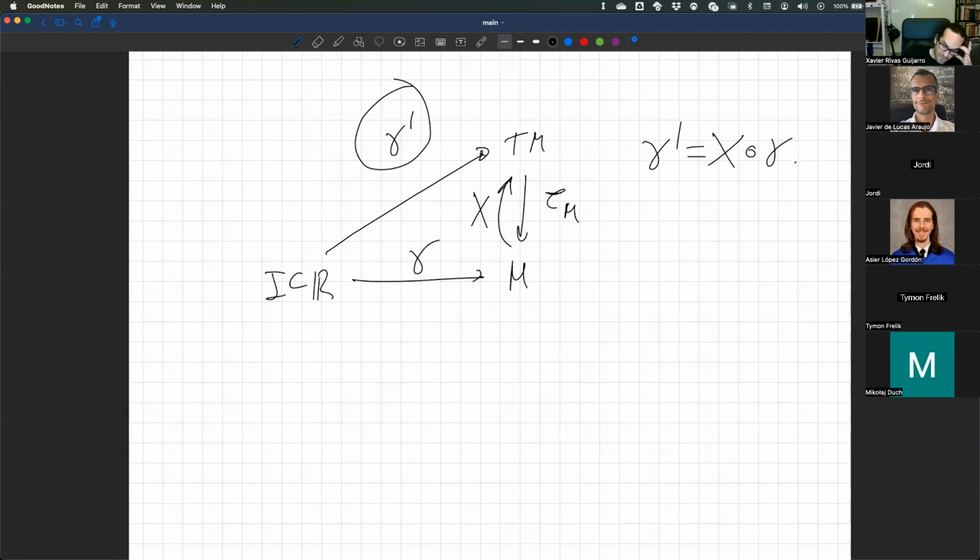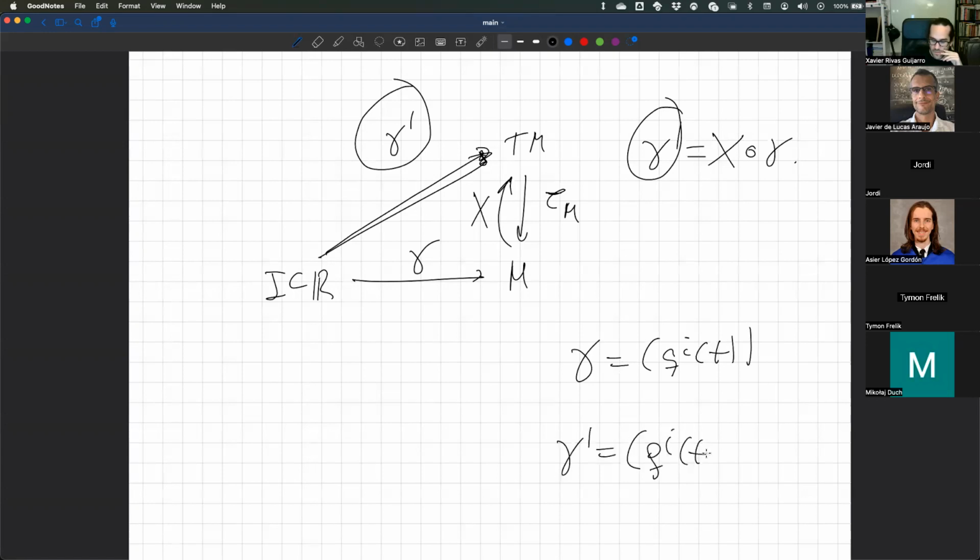So this lift here, it's just the curve lifted to the tangent bundle. Let us say it this way: if you have gamma in coordinates, the lift gamma prime is just the derivative of the coordinates with respect to the parameter. Indeed, this is the canonical one.